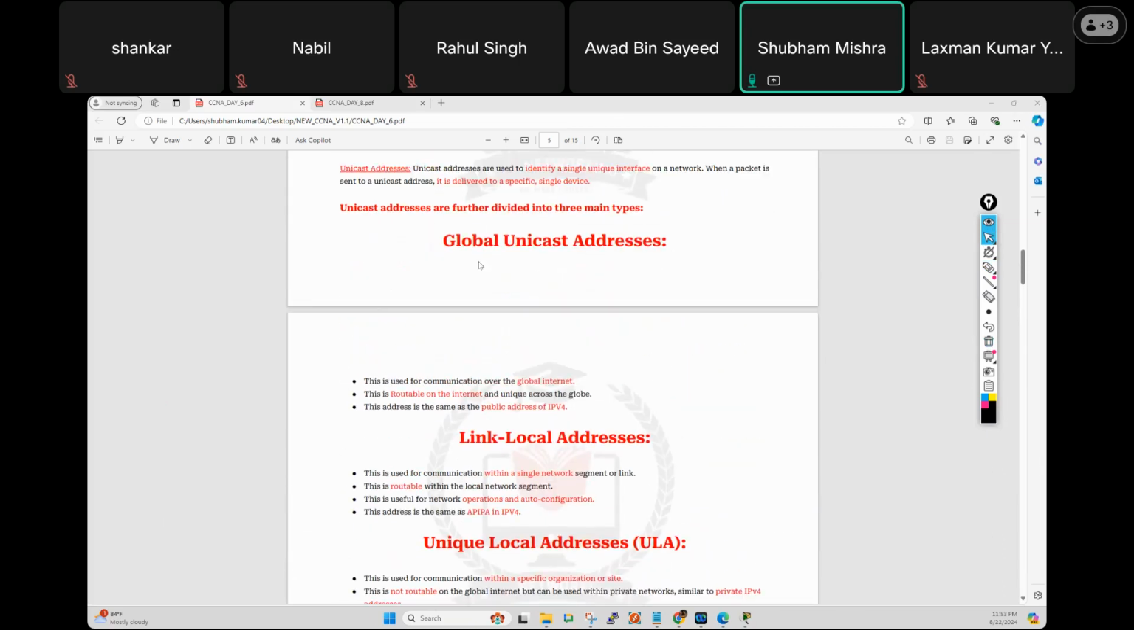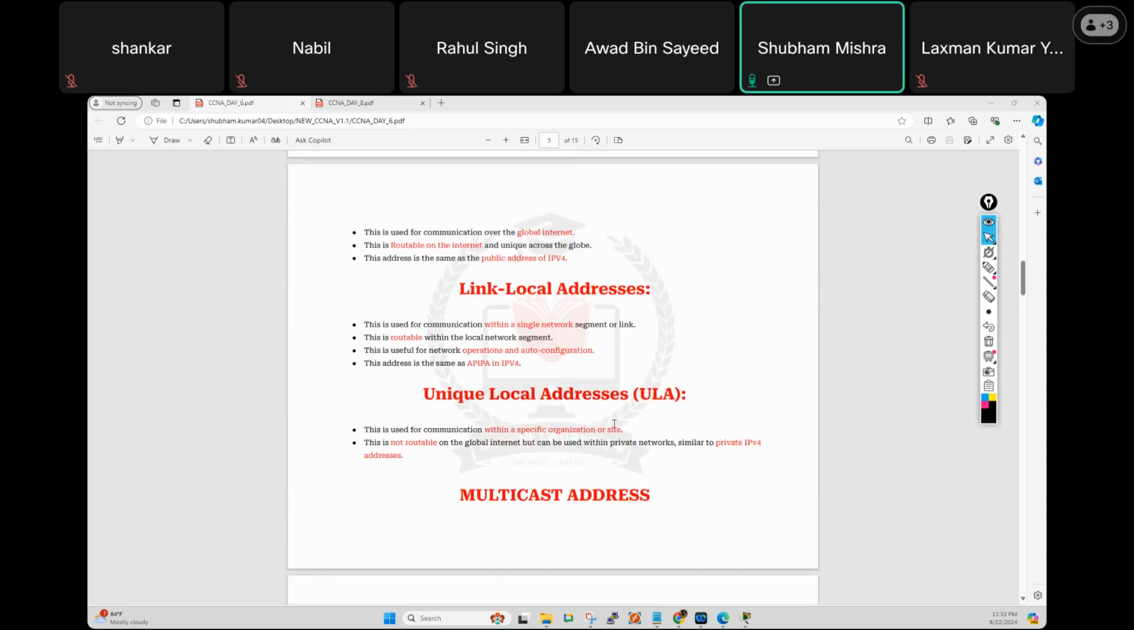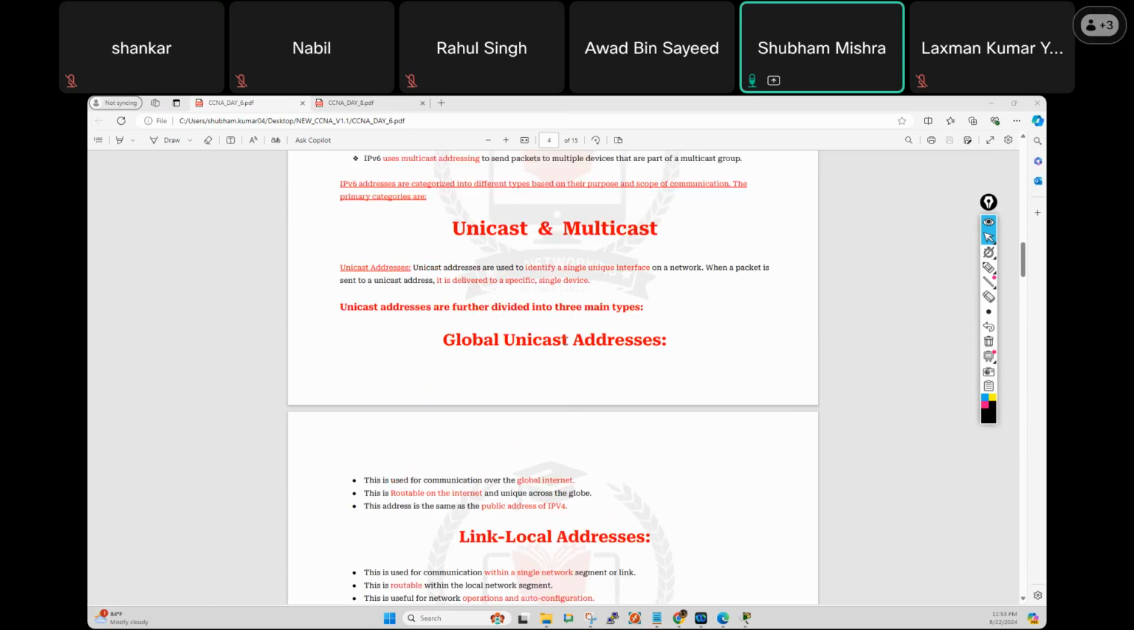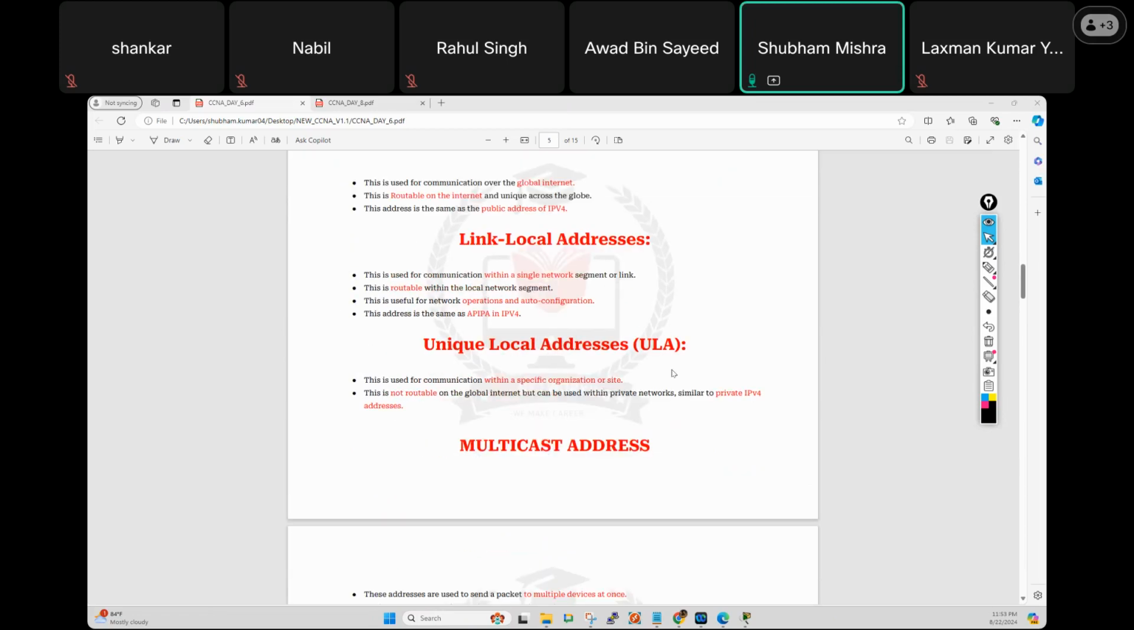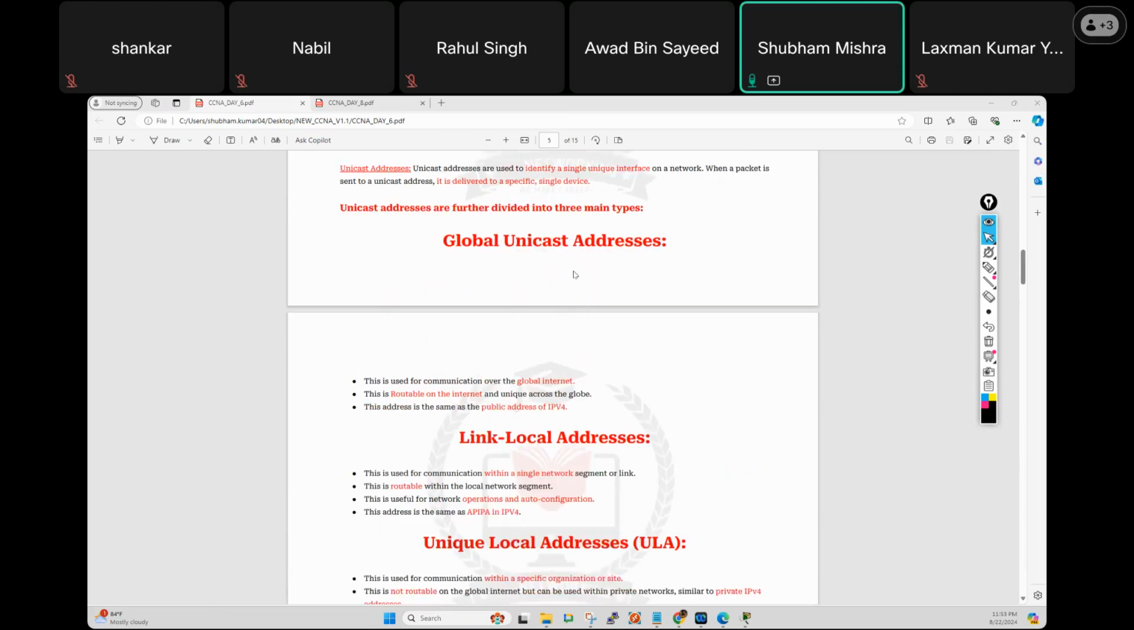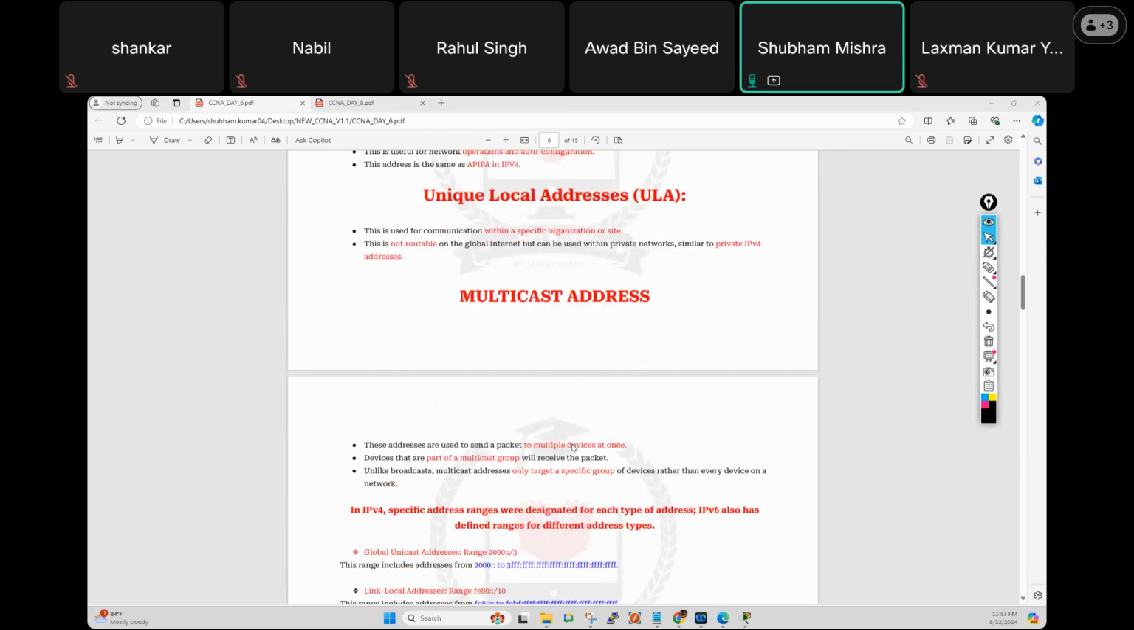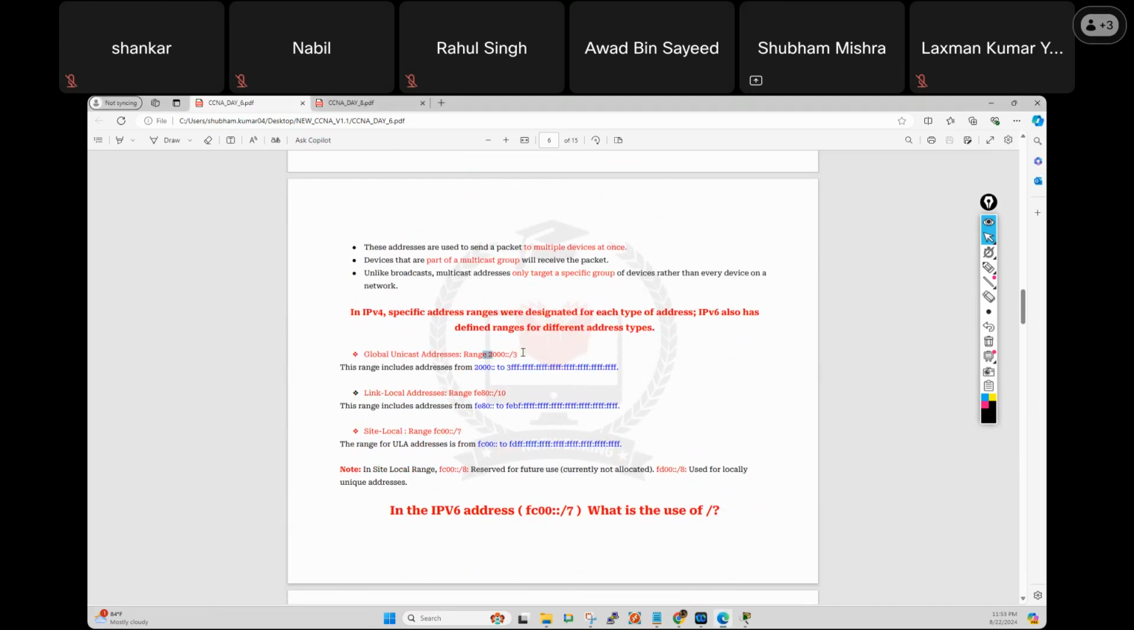There are three types of address I told you: global unicast, link-local address, and ULA. This is the public, this is the APIPA, and this is the private. And for these three types of address, there is a range. This is the range of global, the public IP address. This is the range of APIPA, and this is the range of private. Are you clear, everyone?